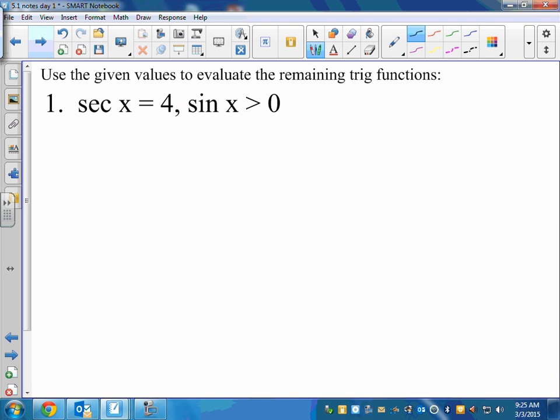Again, this is not anything new. We've been doing this for a long time. Use the given values to evaluate the remaining trig functions, which means you can just draw a picture and label the sides of the triangle and find the missing sides. But I just wanted to refresh your memories.